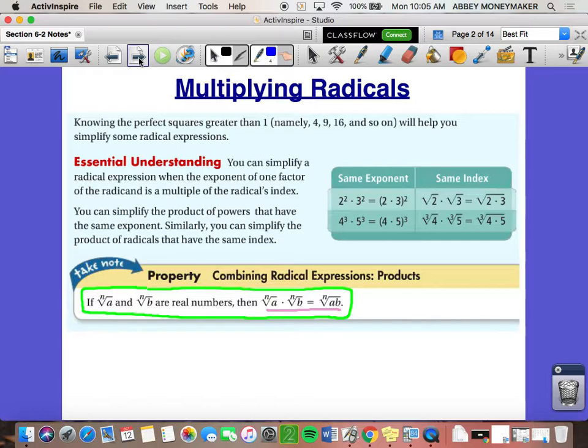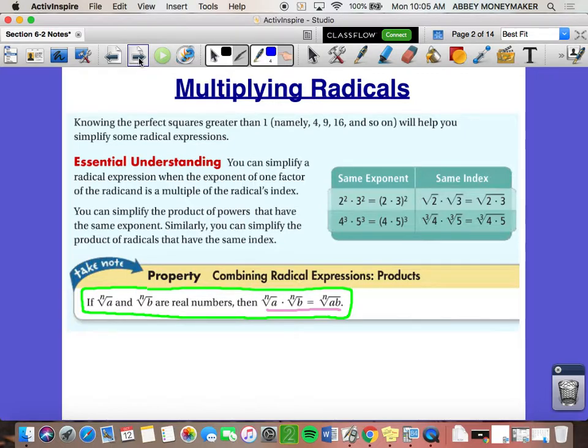So that's what it says first thing here. Knowing the perfect squares will help you simplify most of your radical expressions here. So you can simplify a radical expression if the exponent of one factor of the radicand is a multiple of the radical's index. It says here you can simplify the product of powers that have the same exponent. Similarly, you can simplify the product of radicals that have the same index. Okay, that was a lot.